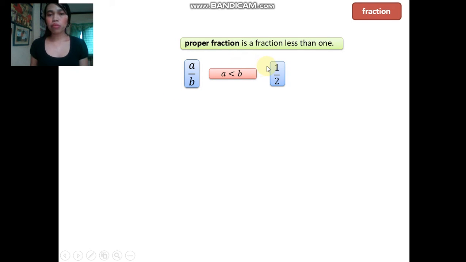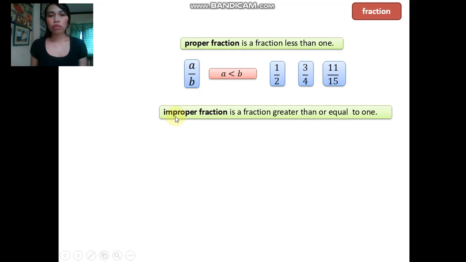We have examples here: 1/2, 3/4, and 11/15. So 1, your numerator, is less than 2. 3 is less than 4. 11 is less than 15. So these are examples of proper fractions because a is your numerator and it is less than b, which is your denominator.